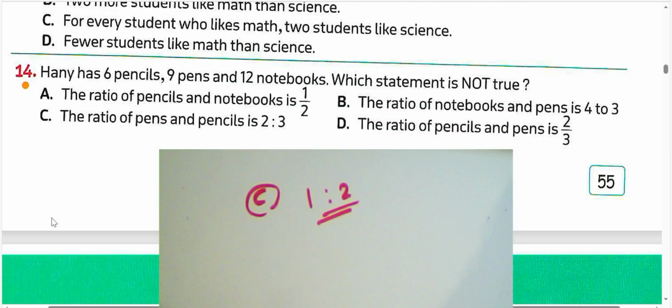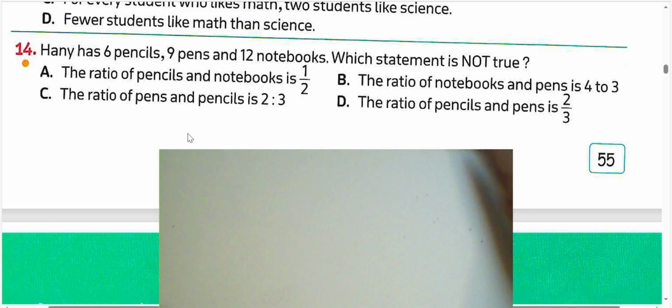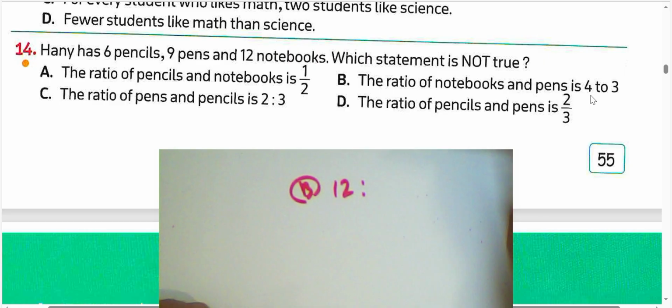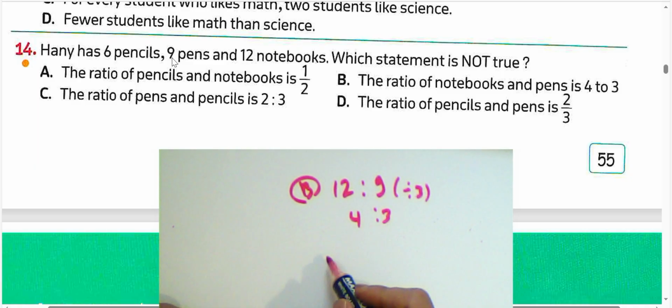Next question, number 14. Honey has 6 pencils, 9 pens and 12 notebooks. Which statement is not true? First, the ratio of pencils and notebooks. Pencils and notebooks, 6 to 12, is true. In letter B, the ratio of notebooks and pens. Notebooks are 12 and pens are 9. You can simplify this by dividing by 3. 12 divided by 3 is 4. 9 divided by 3 equals 3. Then we have 4 to 3.